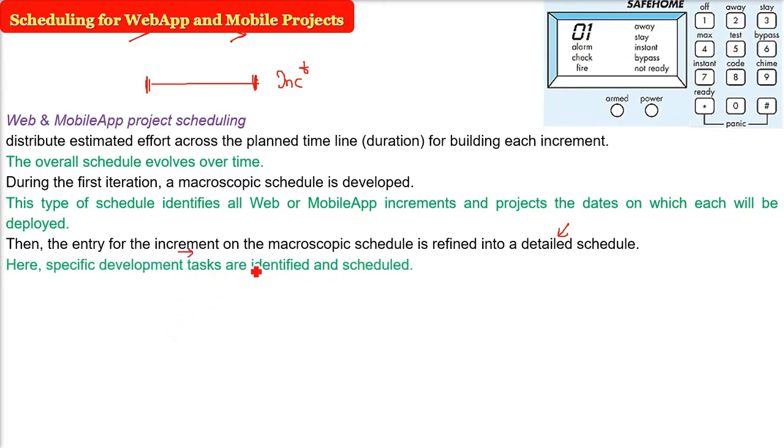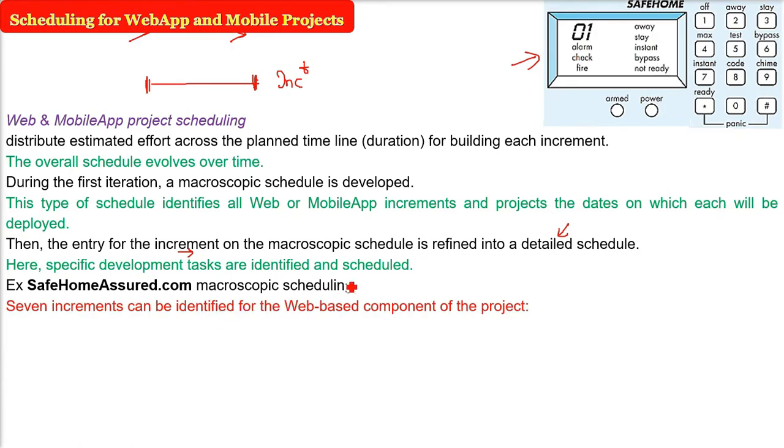Here we make the task. These are identified and they are scheduled. For example, taking an example of a security system, let us call it safehomeassure.com. So we will do the macroscopic scheduling first for an increment. Let us say it's an nth increment.